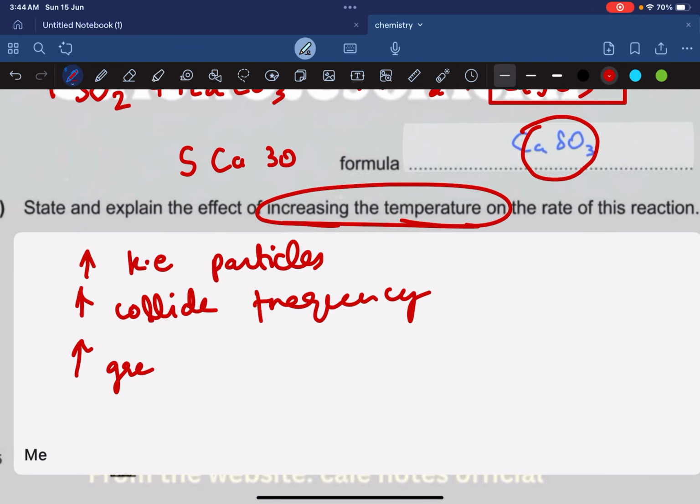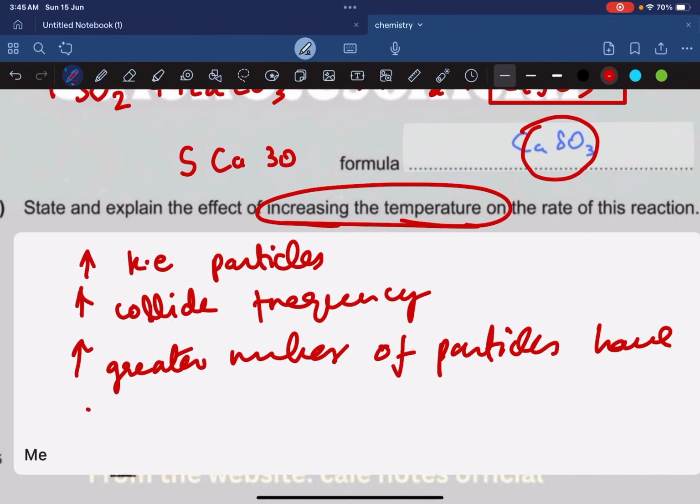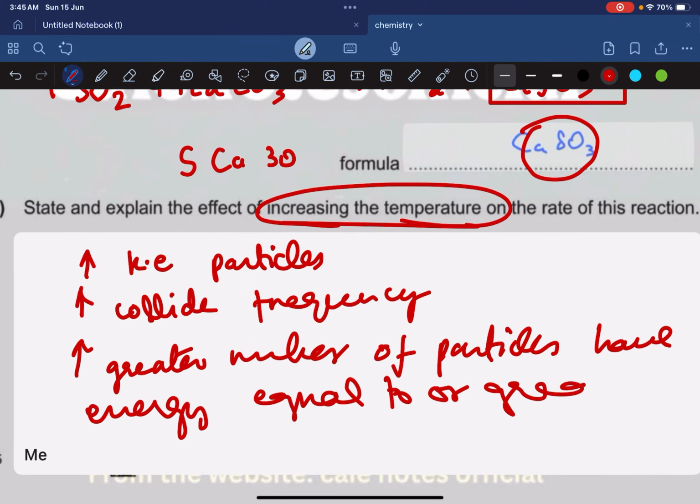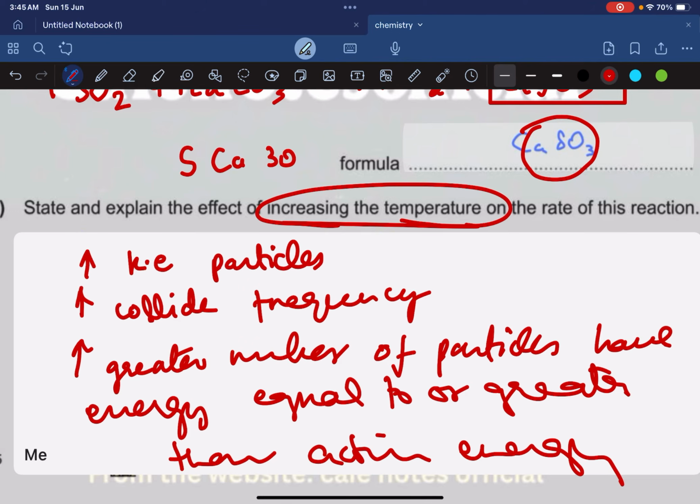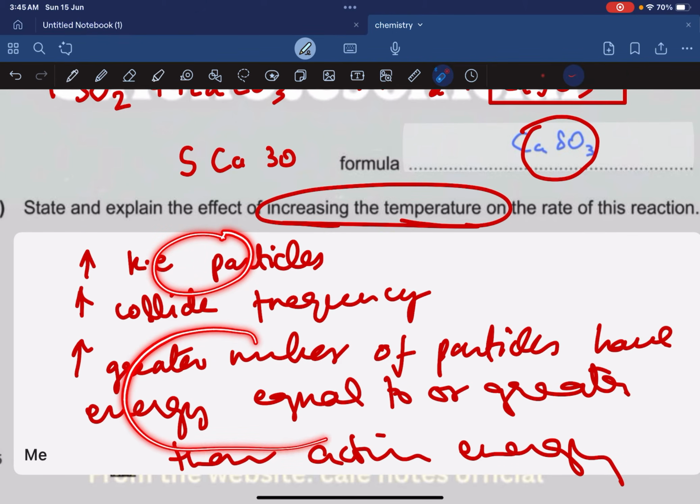So it's going to be a greater number of particles have energy equal to or greater than activation energy. So that's all with temperature. It increases the kinetic energy and increases the number of particles with the activation energy, and hence there are more collisions and there are more effective collisions.